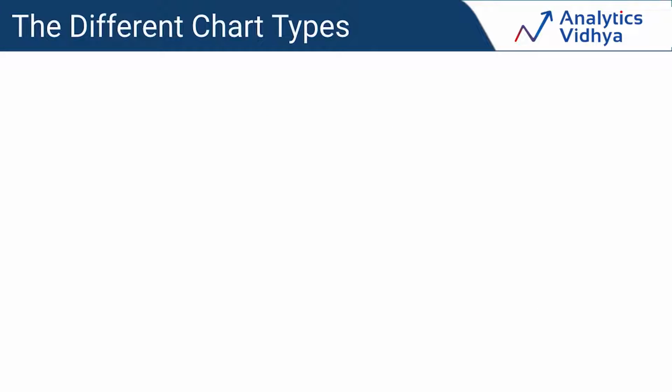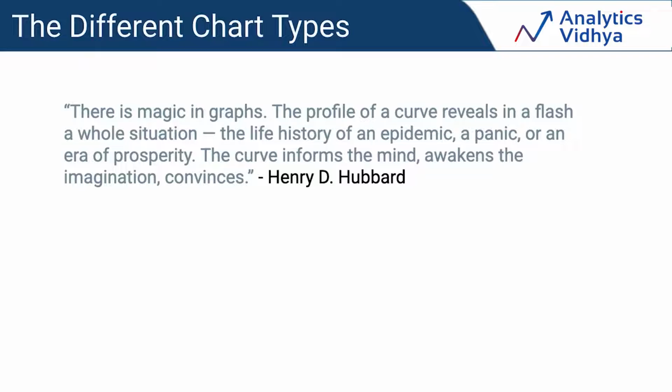I want to highlight a couple of quotes by famous personalities here because I have personally found them very, very influential while I was learning Tableau, while I was just getting my hands into data science and visualization. So the first, by the inventor of the periodic table, Henry Hubbard, says that there's magic in graphs. The profile of a curve reveals in a flash a whole situation, the life history of an epidemic, a panic, or an era of prosperity. The curve informs the mind, awakens the imagination, convinces. A quite eloquent description of design.